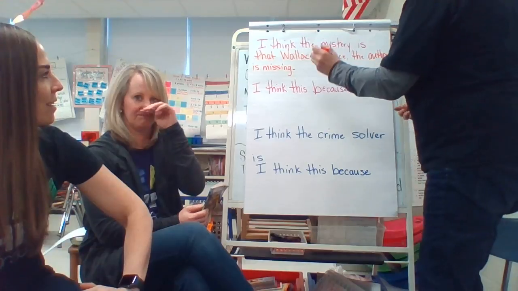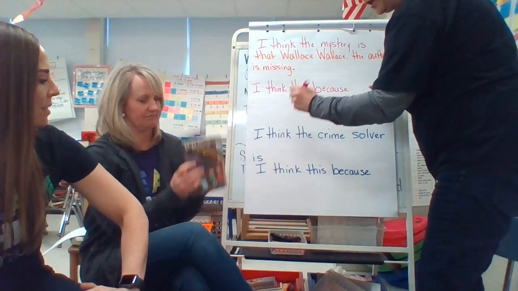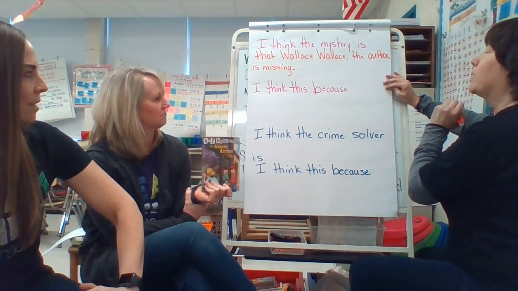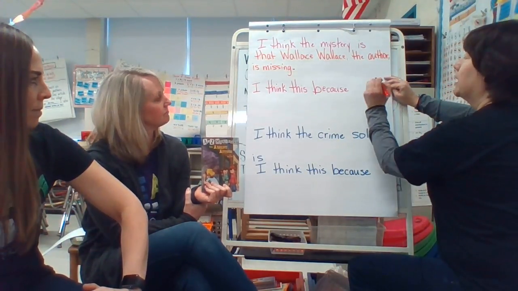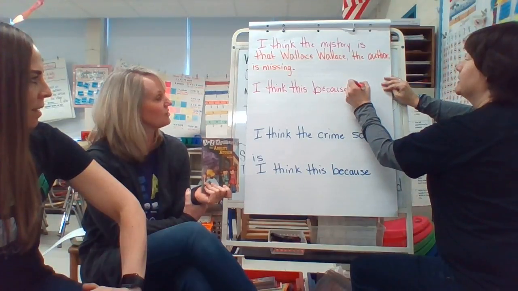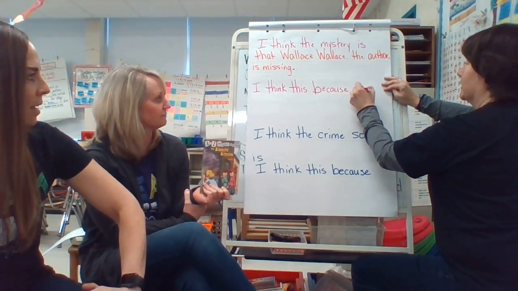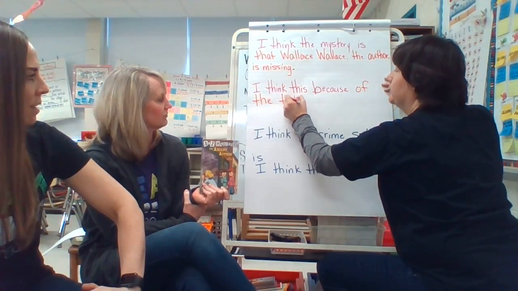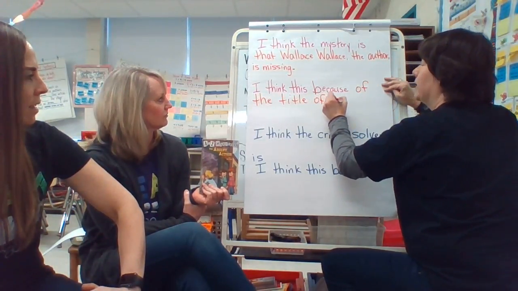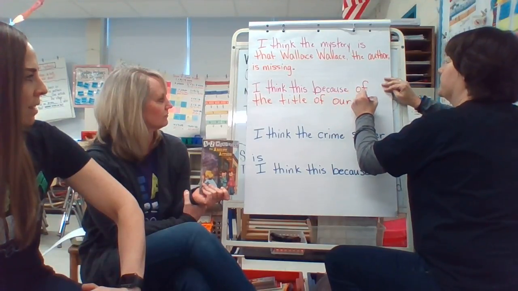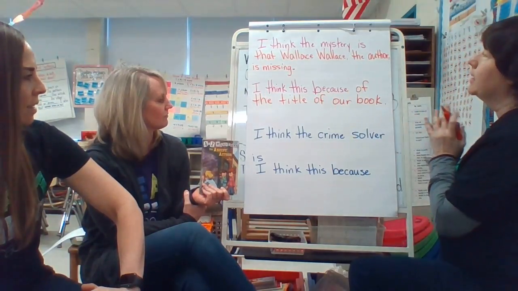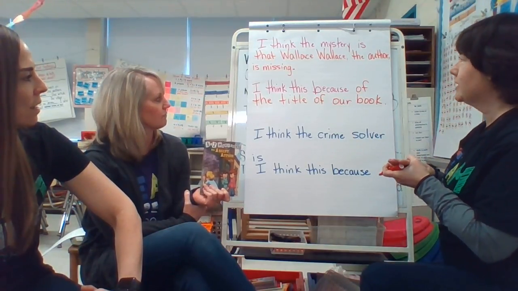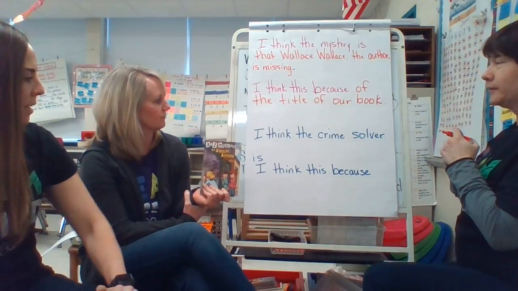I think this because the title, The Absent Author. Let's see here. How can I write that? I think this because I could just say because of the title of the book, of our book. Okay, so I think the mystery is that Wallace Wallace, the author, is missing. I think this because of the title of our book.